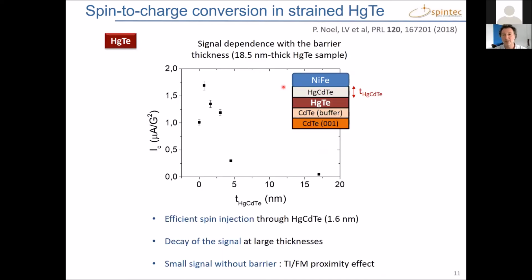We studied the insertion of an insulating barrier between nickel iron and mercury telluride, and we see that the optimum situation is not when the ferromagnetic layer is put in direct contact with the topological insulator, but when we have a small insulating barrier, and after that, if we increase this barrier, the current production decreases, as we expect, with less and less coupling due to the barrier between the ferromagnet and the mercury telluride.